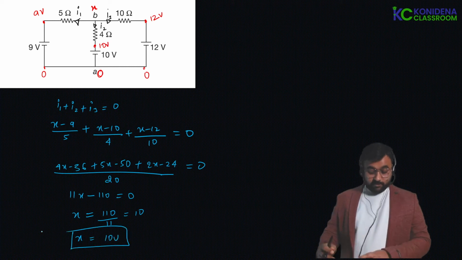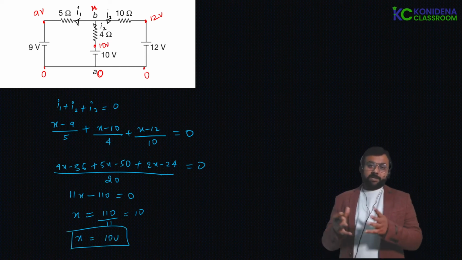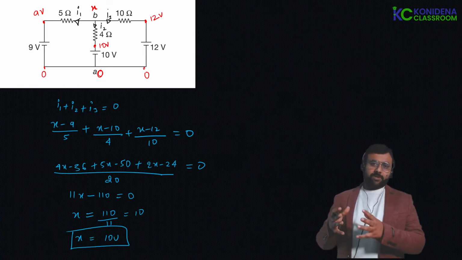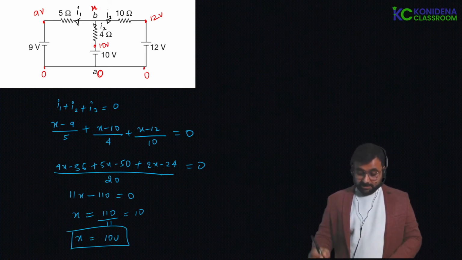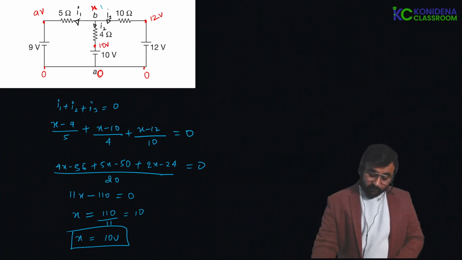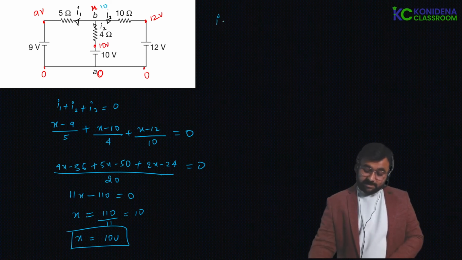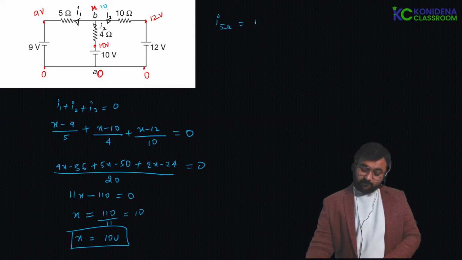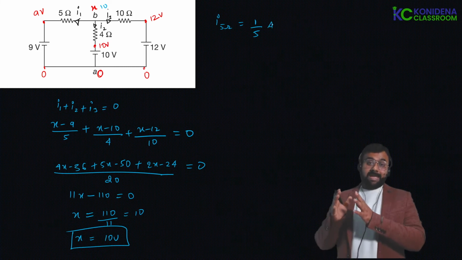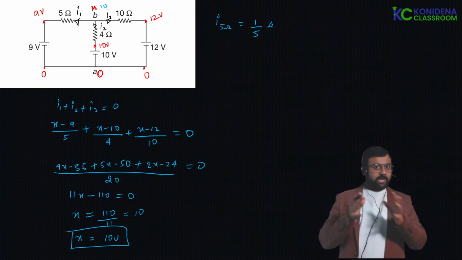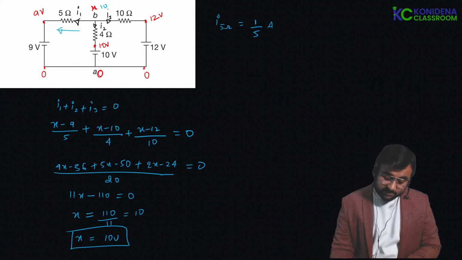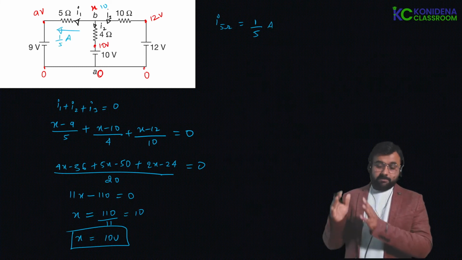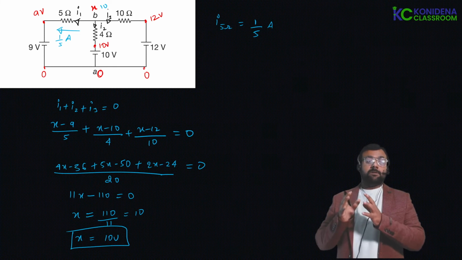Now we are done. So with the help of this nodal method, you just have to solve one equation to get the value of x, and then you can get the current in all the branches. If this is 10 volt, we can write down the I1 value, which is the current through the 5 ohm, and that is going to be 10 minus 9, which is 1 by 5. So that much ampere current is going from 10 volt towards 9 volt, this way. The current here is 1 by 5 ampere from right to left in the 5 ohm resistor.